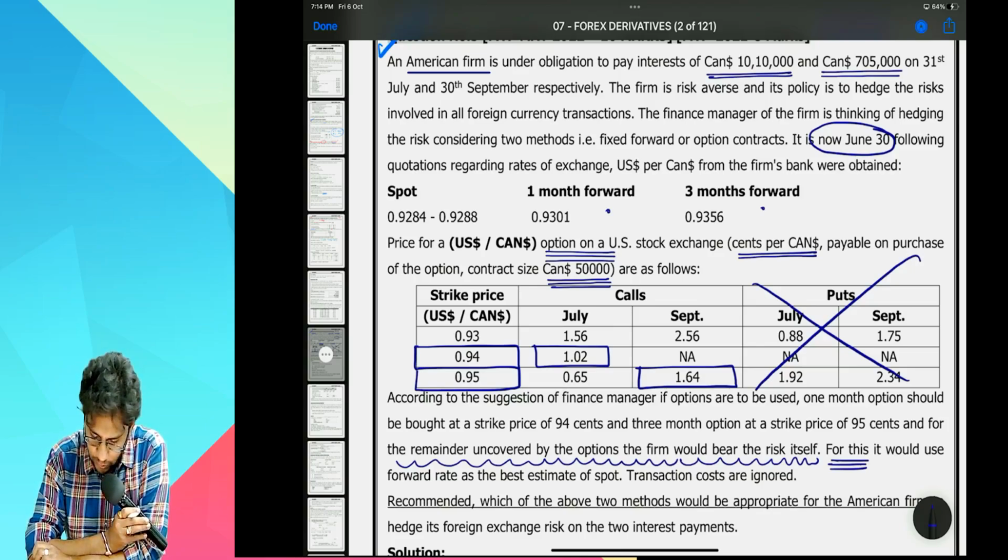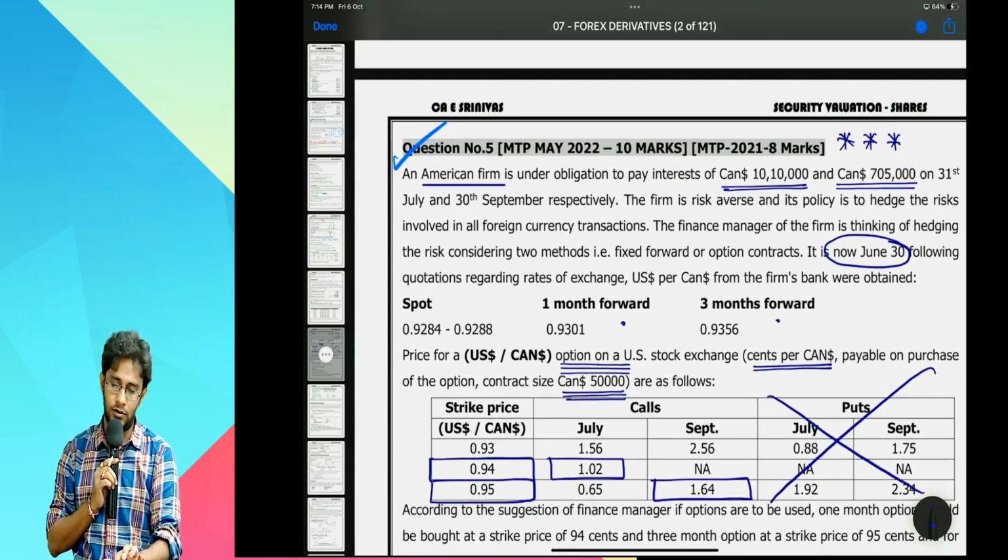Recommend which of the above two methods would be appropriate for the American firm to hedge its foreign exchange risk on the two interest payments. Chalo sir, start.